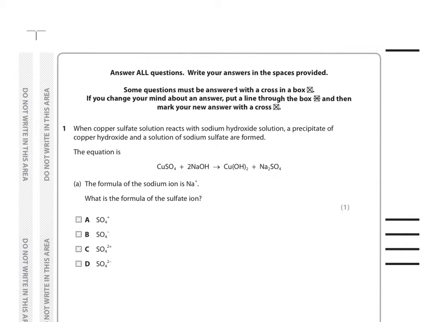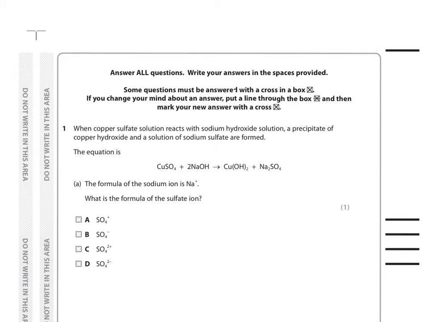Okay, question number 1. It says, when copper sulfate solution reacts with sodium hydroxide solution, a precipitate of copper hydroxide and a solution of sodium sulfate are formed. It then gives you an equation given the formulas of all of those things that it's mentioned. Now, it says the formula of a sodium ion is Na+. What is the formula of a sulfate ion?